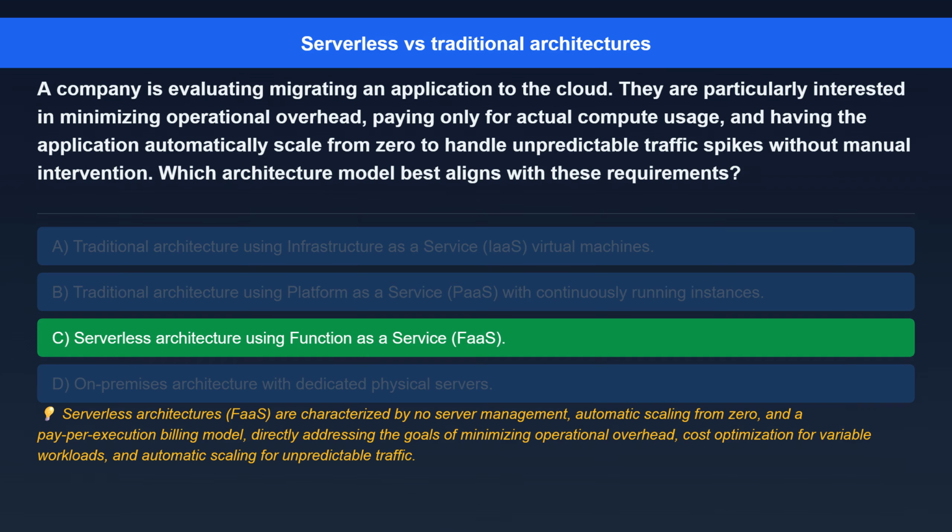The correct answer is serverless architecture using function as a service, FaaS. Here's the explanation. Serverless architectures, FaaS, are characterized by no server management, automatic scaling from zero, and a pay-per-execution billing model, directly addressing the goals of minimizing operational overhead, cost optimization for variable workloads, and automatic scaling for unpredictable traffic.